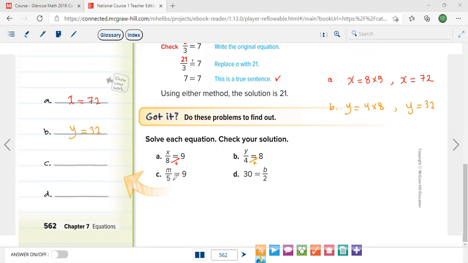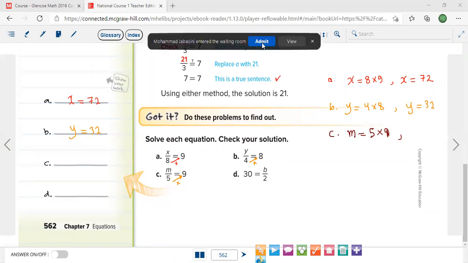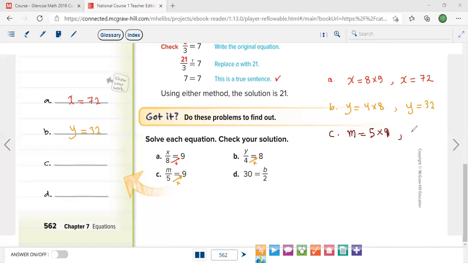Problem C also shows us that you are going to do multiplication. You make this arrow with a multiplication sign. So in problem C, m equals 5 multiplied by 9. So m equals 5 times 9, which is 45.